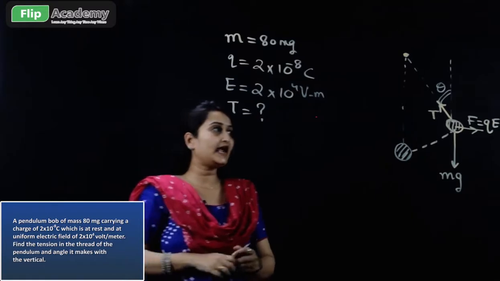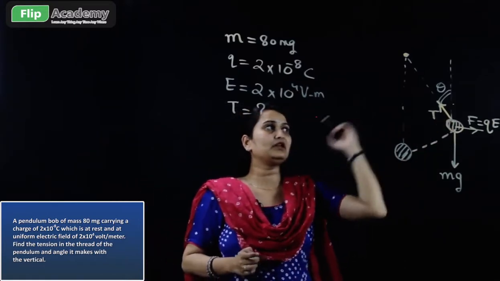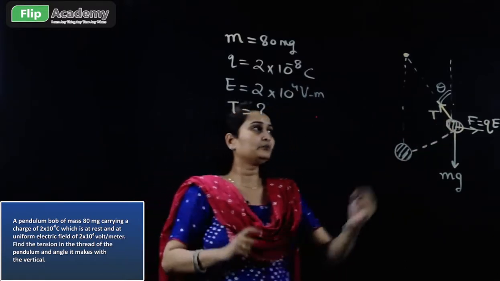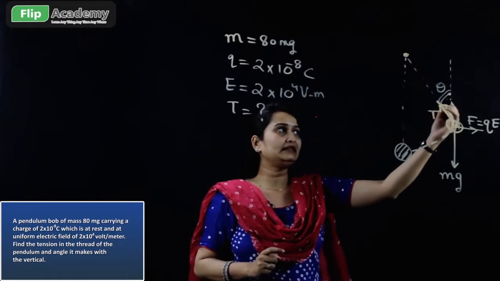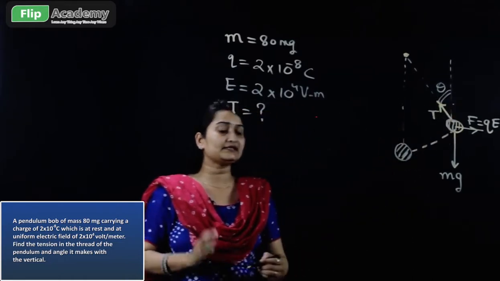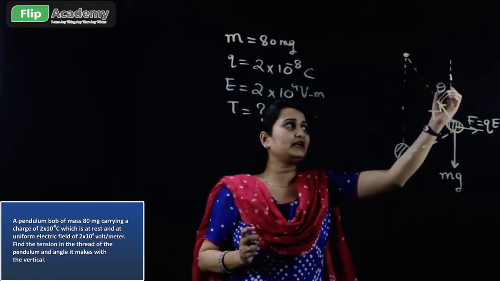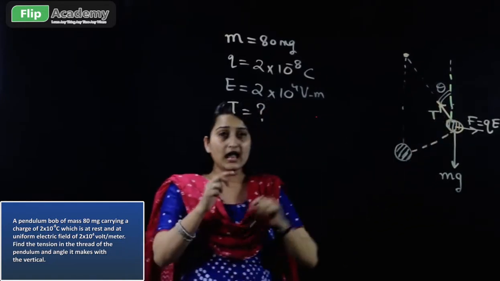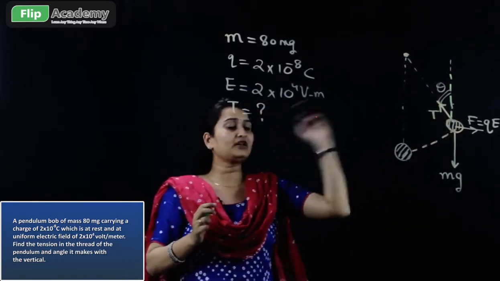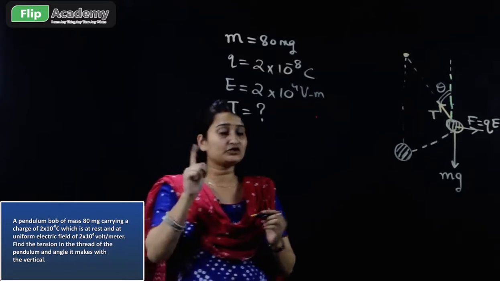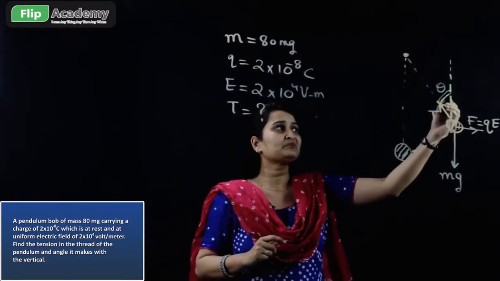First, let's check the angle that T is making with the vertical axis. Now, this T is making an angle theta with the vertical axis. That means this vertical axis acts as the x-axis for capital T. Why? Because the angle between them is theta.